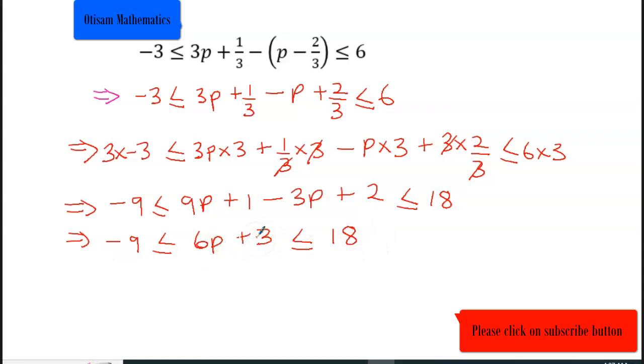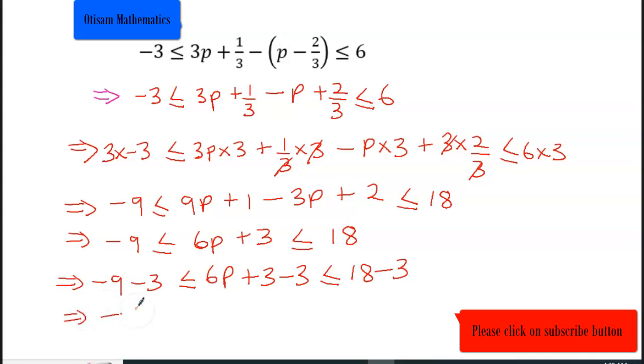We want to find p. So first of all, we need to take off this 3. So you have minus 9 is plus, so we need to subtract 3 less than or equal to 6p plus 3 minus 3 less than or equal to 18 minus 3. So this implies that minus 12 less than or equal to 6p less than or equal to 15.